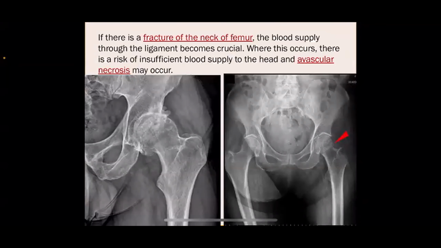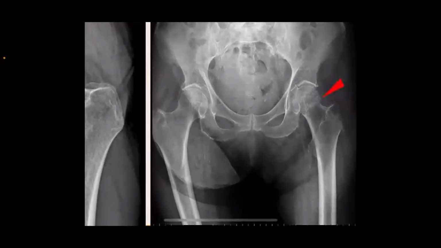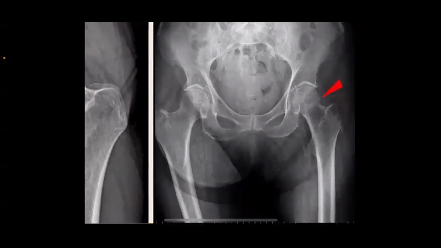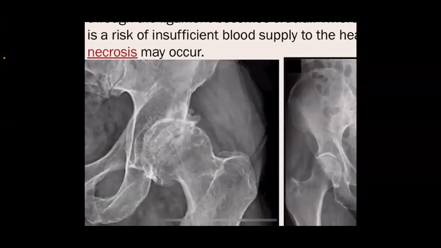So if there's a fracture of the neck of the femur, the blood supply through the ligament becomes crucial. Where this occurs, there's a risk of insufficient blood supply to the head, and hence avascular necrosis may occur. So this is a frontal X-ray showing the fracture neck of the femur, where the red arrow points, and this is avascular necrosis.